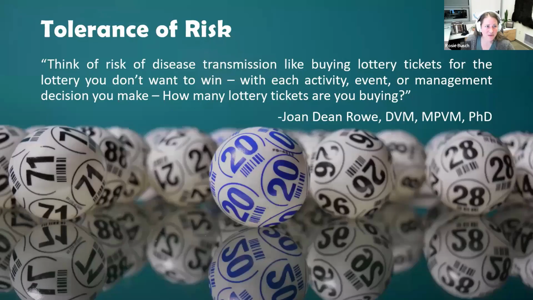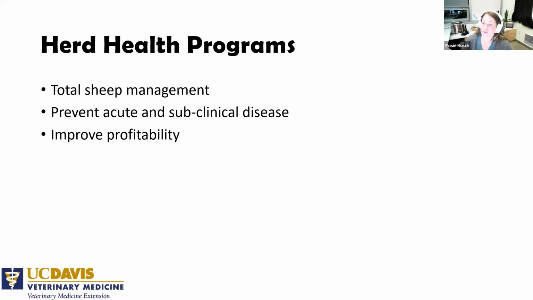Okay, so on to herd health programs. Dr. Rao said this at one point. She said, think of risk of disease transmission like buying lottery tickets for the lottery that you don't want to win. So with every activity and event or management decision you make, how many lottery tickets are you buying? I thought that was a really great example or analogy for disease risk and how we approach that.